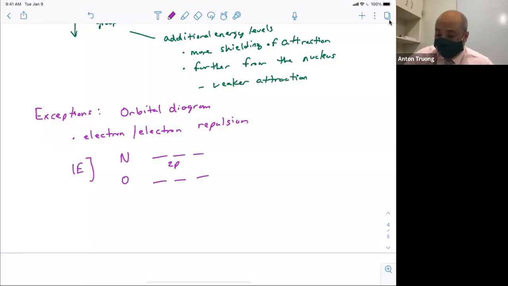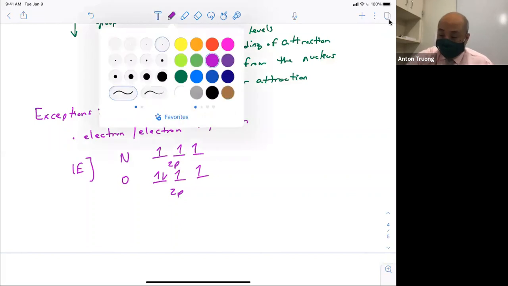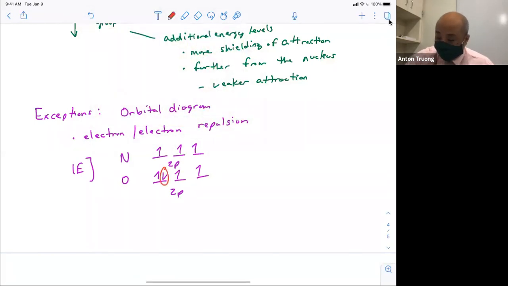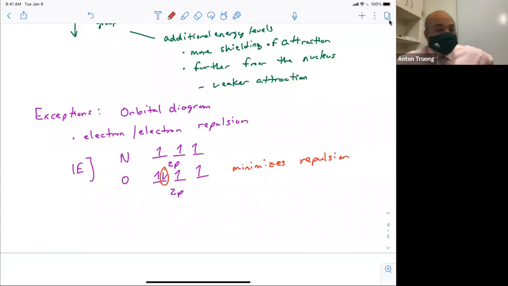Well, the last group, nitrogen and oxygen, is 2p3 versus 2p4. What you have to understand is that losing this electron minimizes repulsion in the oxygen. Therefore, it takes less energy to lose that electron, because the oxygen will be in a much lower energy state if it loses that electron.